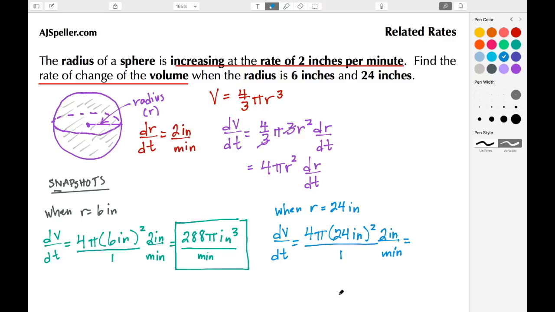And then we just do our multiplication. We have 24 squared times 4 times 2, and that becomes 4,608. We have a factor of pi. And we have the units, inches squared times inches becomes inches cubed. And then we have 1 times minute to give us minute. So we see that the moment at which the radius is 24 inches, the volume is changing at 4,608 pi inches cubed per minute.